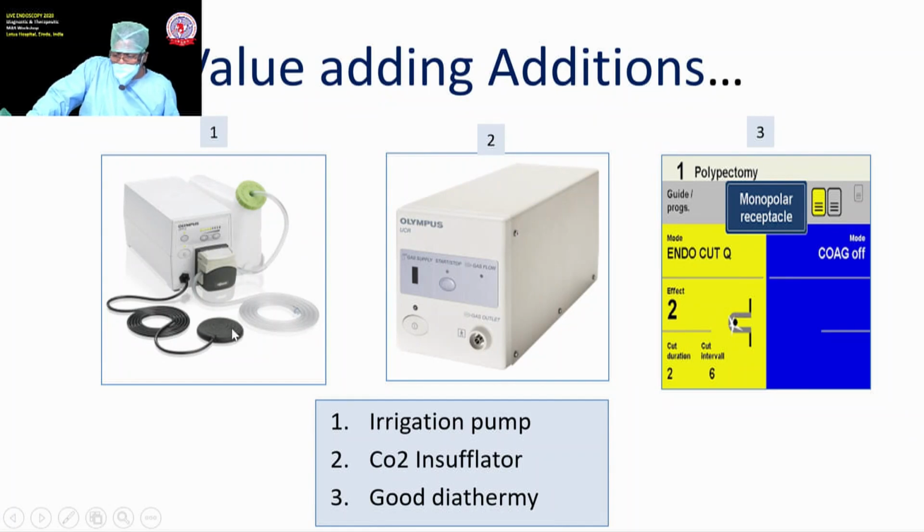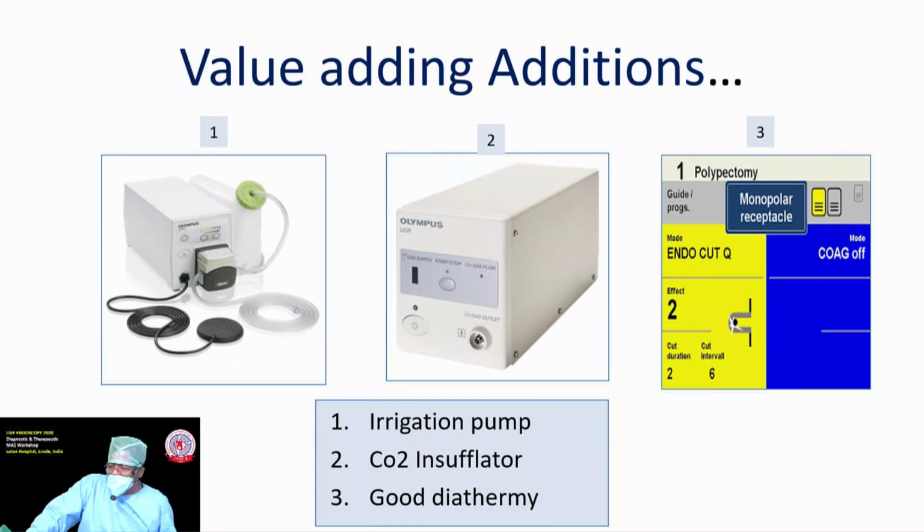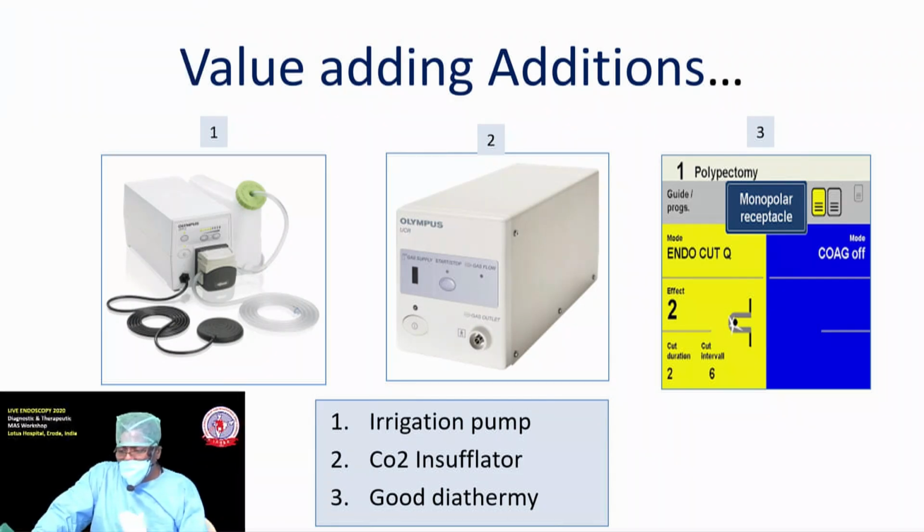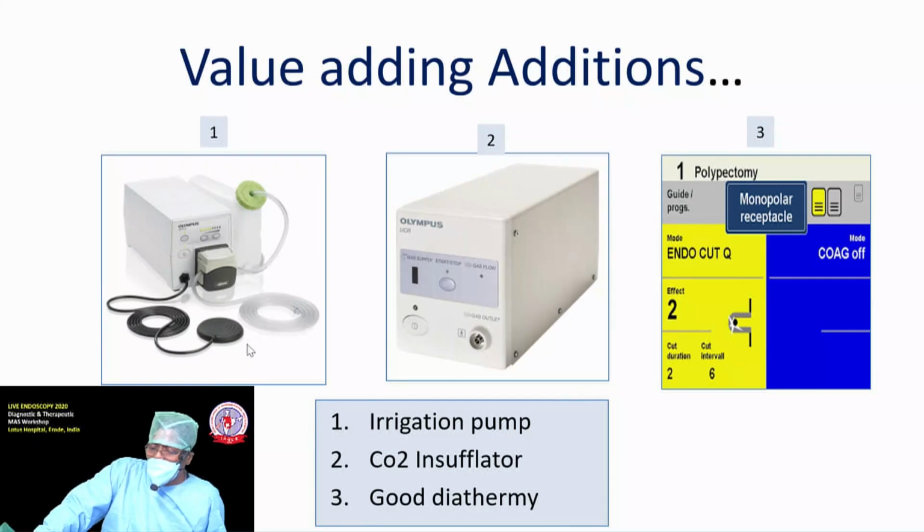Second is, whenever you use a diathermy, you have to be careful that there is no hazard of explosion. So a carbon dioxide insufflator, if it is available, you ought to use, especially for colonoscopy. The third important thing is the tissue responsive diathermy machine like the ERBE, where there are settings available like a polypectomy setting, Endocut Q, that is what you have to achieve.